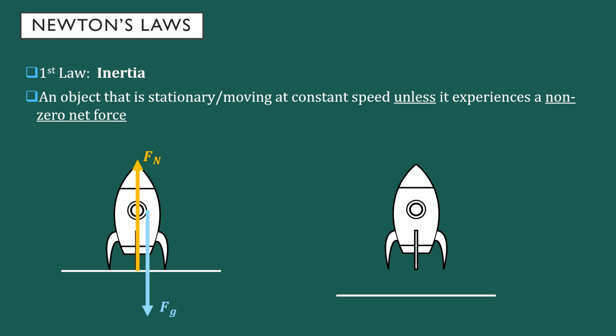Because it's accelerating, it has a non-zero net force. It's going up, so its net force is upwards. But also if it's flying, it could be traveling at a constant speed. So its thrust force could be exactly equal to the sum of the gravity force and air resistance. So that's basically the first law. This applies to constant motion and being stationary.